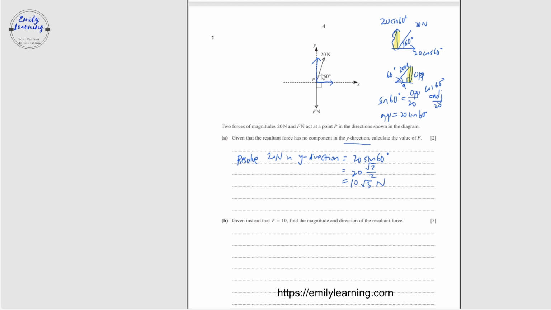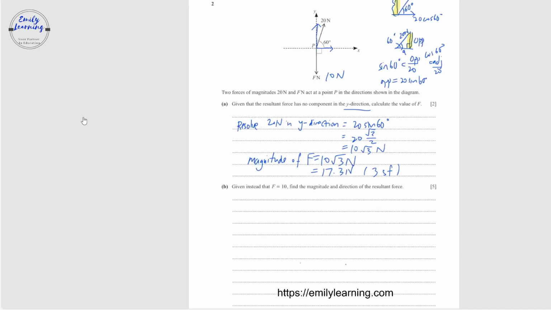All right, so since F and this 20, there is no resultant component in the y direction, that means the magnitude of F is 10 root 3 newtons. Okay, all right, let's move on to part B.